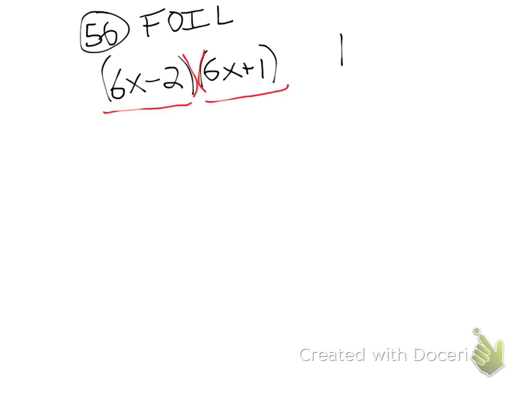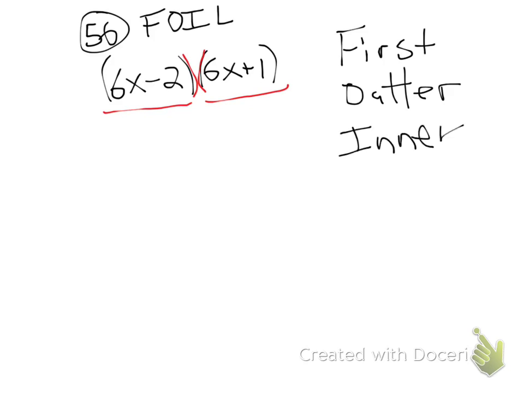We call it FOIL. FOIL stands for first, outer, inner, and then last. Okay, and all this is doing is what we call the distributive property, and it's distributing each one of these terms. This is our first term. It's distributing them to both of them.